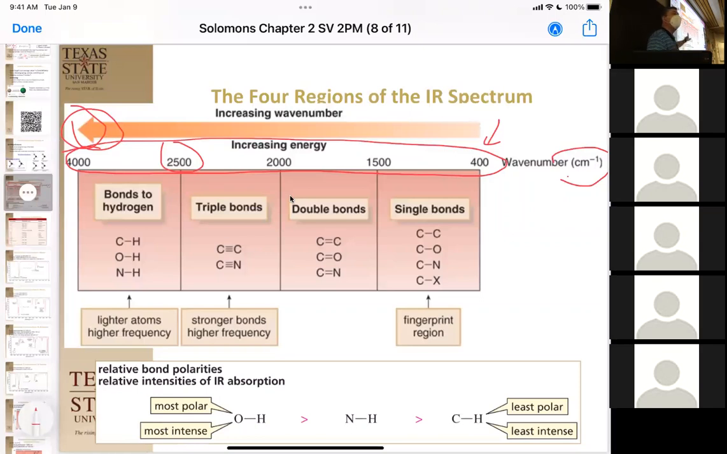Do we understand why they're in different energy places? These all have hydrogens, the highest energy. Triple bonds next, double bond, single bond.